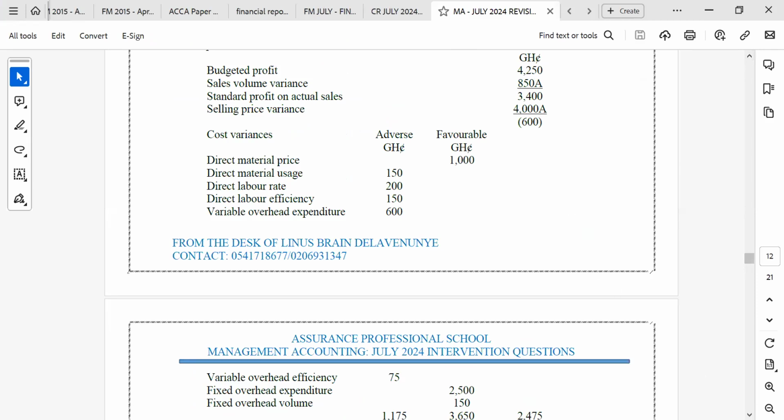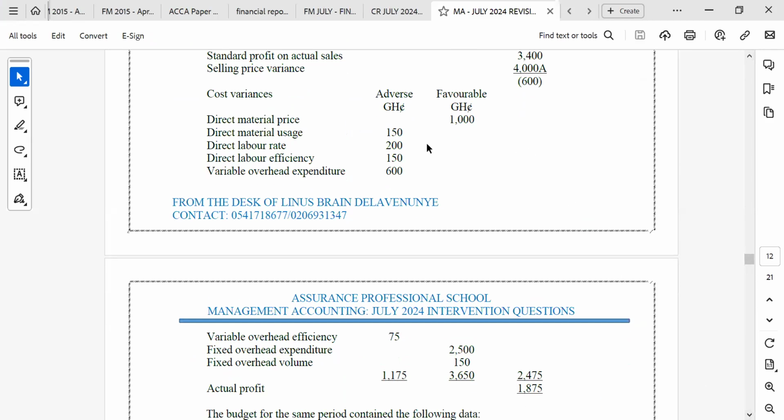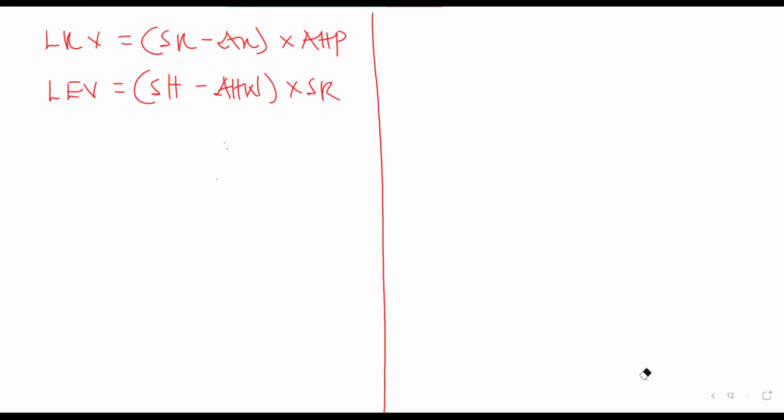Would that be 150 adverse? Yes. Okay. If it is adverse, it means that the actual hours worked is higher than the standard hours, isn't it? So this will be higher than this. It means that the resultant figure will be negative. So if you subtract this from this, the resultant figure will be negative.